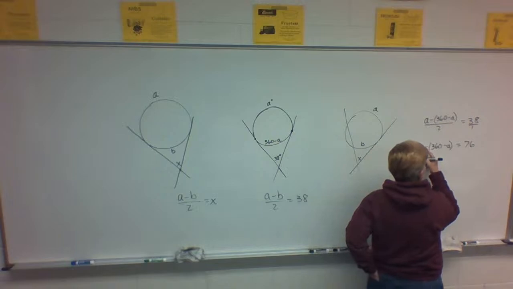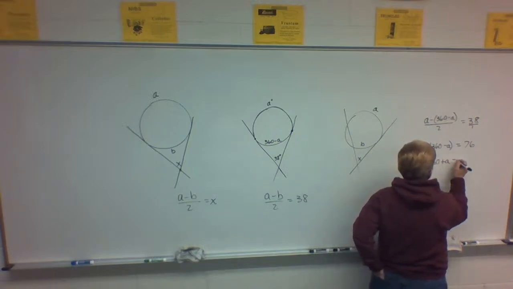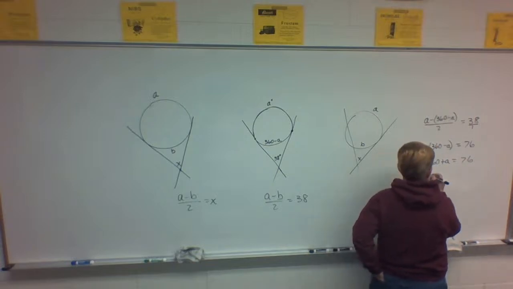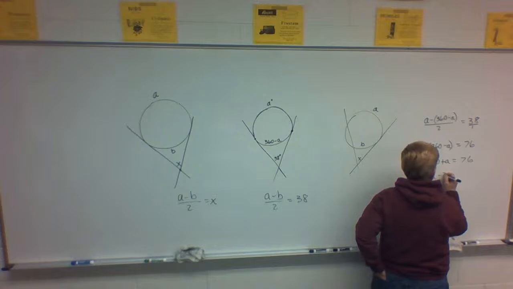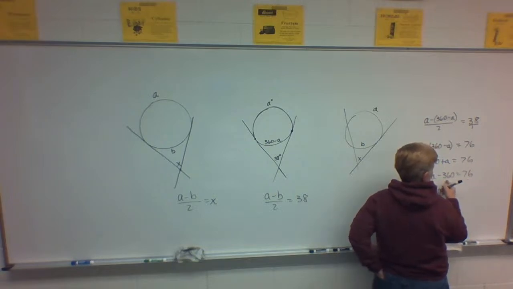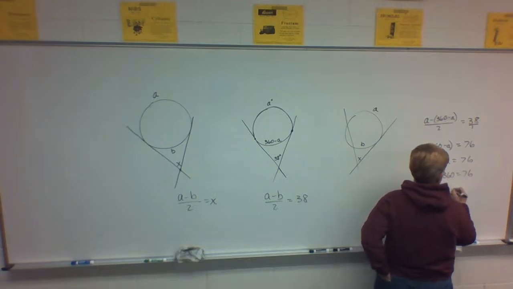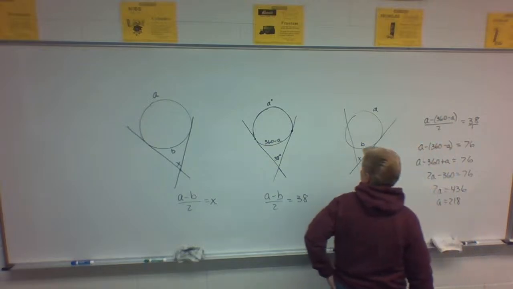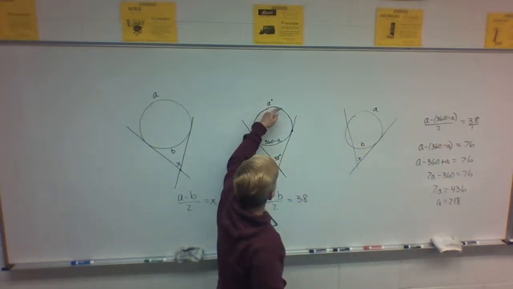Now we do the distribution. I got to distribute that negative. A minus 360 plus A equals 76. A plus A is 2A minus 360 equals 76. 2A equals whatever 76 plus 360 is, which is 436. Divide that by 2, and you have A, which will be 218. So that big old monster arc right there is 218 degrees.